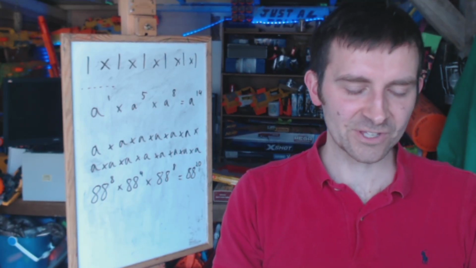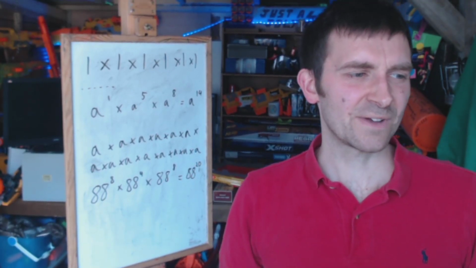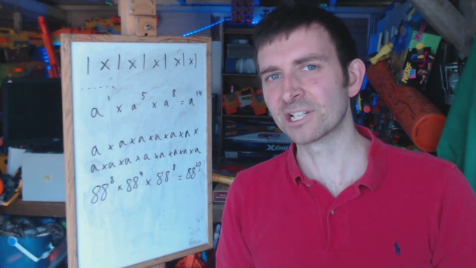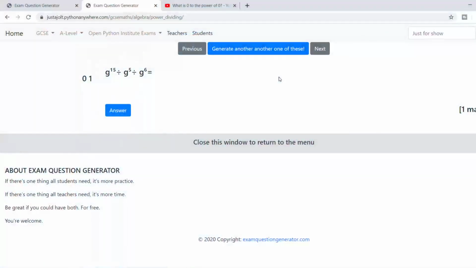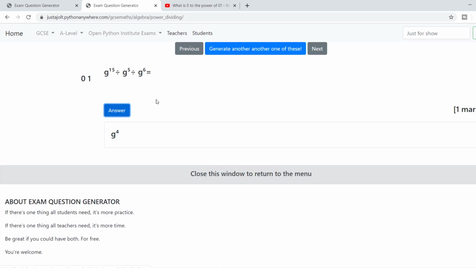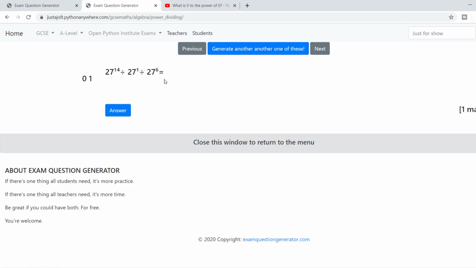What happens in the event that you're dividing? Well, in the event that you're dividing, it's just the opposite of multiplying, right? So if you're dividing like this here, then really all you're saying is minus. So 15 minus 5 minus 6, and you're going to come up with an answer of hopefully 4. So you can have g to the power of 4. All right. Have another one.